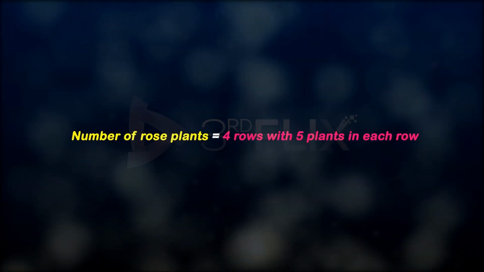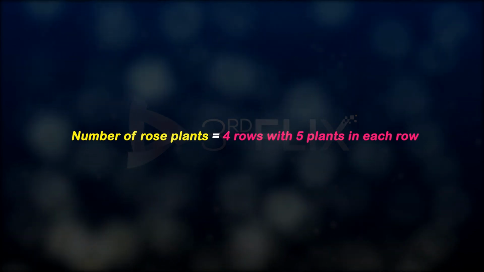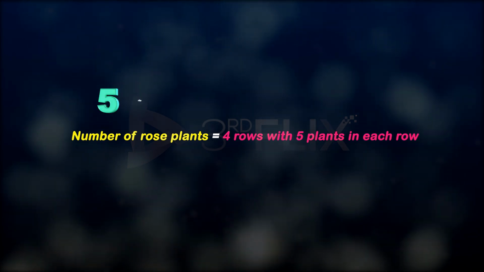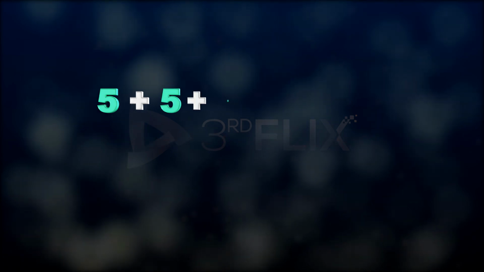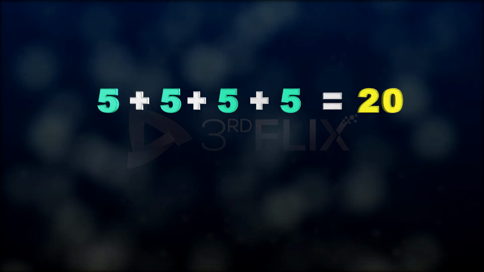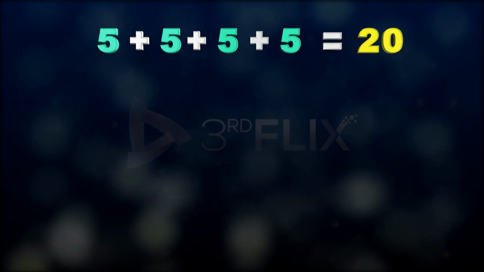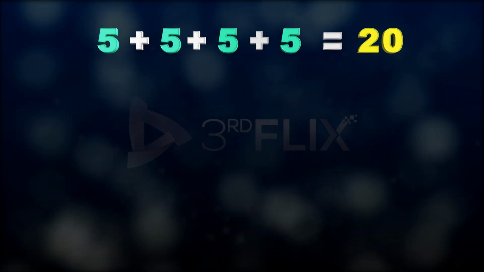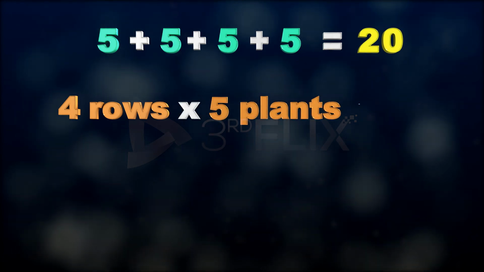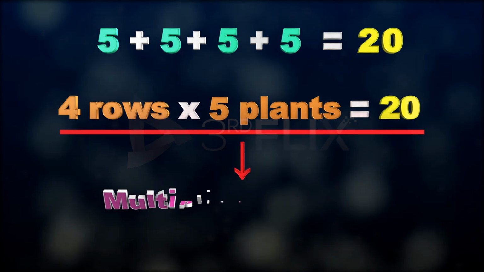Number of rose plants is equal to 4 rows with 5 plants in each row. 5 plus 5 plus 5 plus 5 is equal to 20. It's an addition form. Another way to do this is 4 rows into 5 plants is equal to 20. This is in multiplication form.